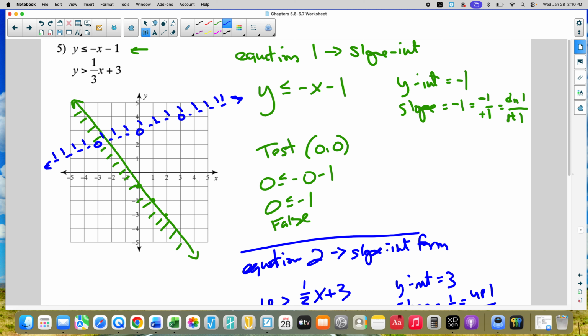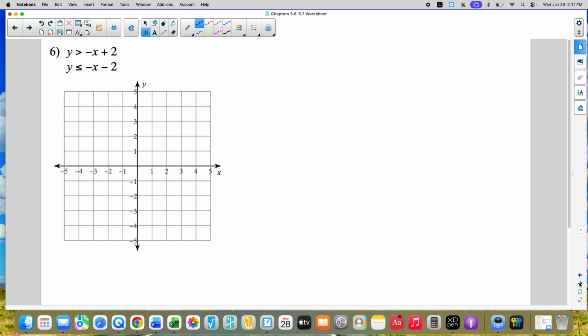Okay, now where do they both overlap? Where is it blue and green? Blue and green is actually in this area. So that would be my shading for number 5. All right, last one, also still in slope-intercept form, equation number 1.